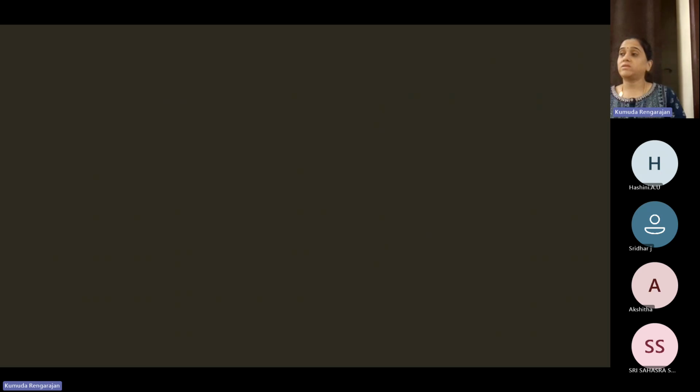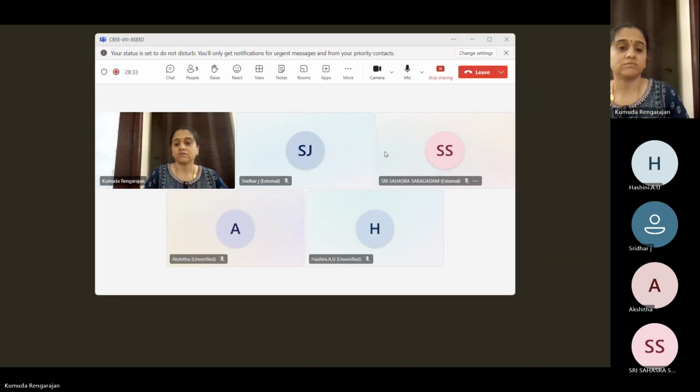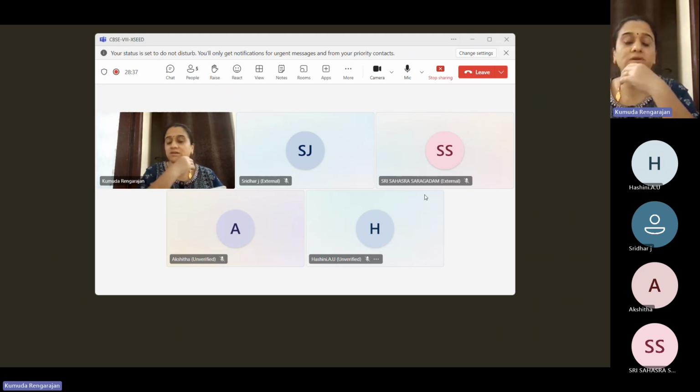What are the two formulae we have seen to find the area of a rhombus, Srijit? Anyone online, tell me, how do we find the area of a rhombus? Akshita, Hasini, Sahasra.